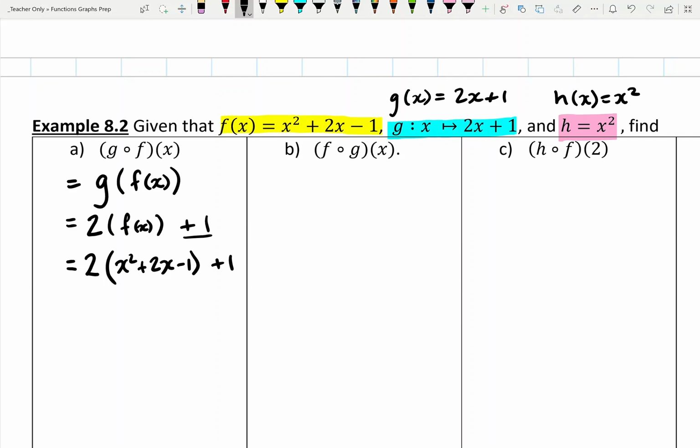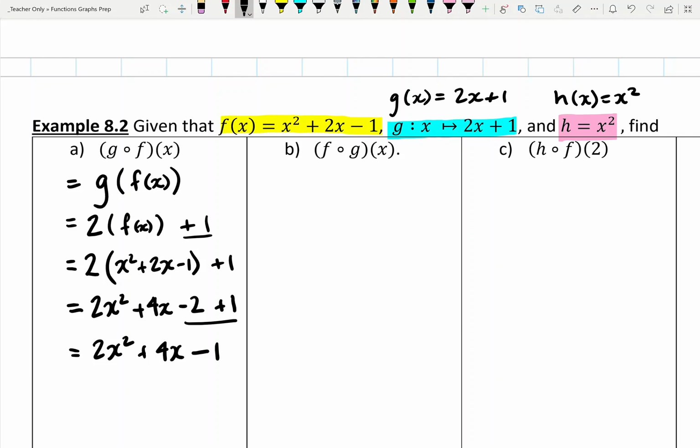on the end. We distribute the 2 into the bracket to get 2x squared plus 4x minus 2 plus 1, and we collect like terms. 2x squared plus 4x minus 2 plus 1 is minus 1. When it's simplified as much as it can be, then we're finished.